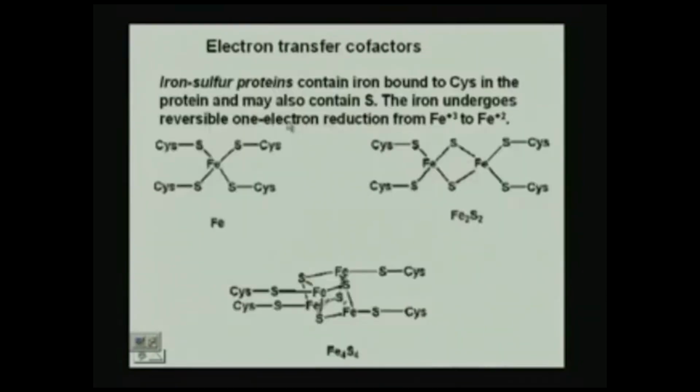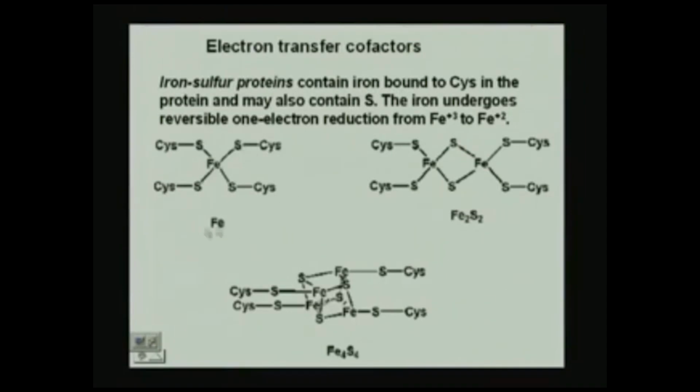Now, we also have certain proteins that can act as electron transfer cofactors. These are mainly iron sulfur proteins. They are just written as FeS proteins. They contain an iron bound to the cysteine in the protein, and they may also contain an additional sulfur.